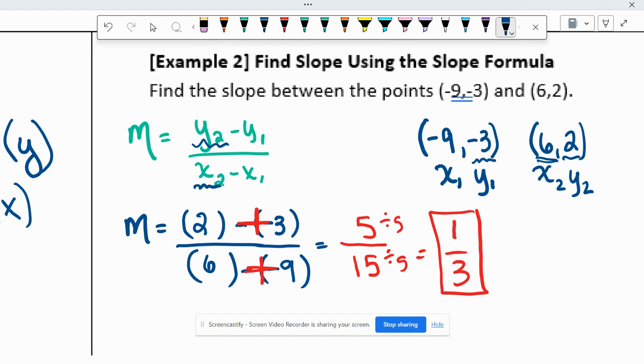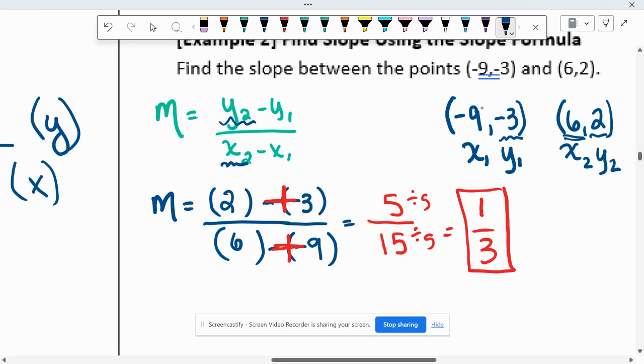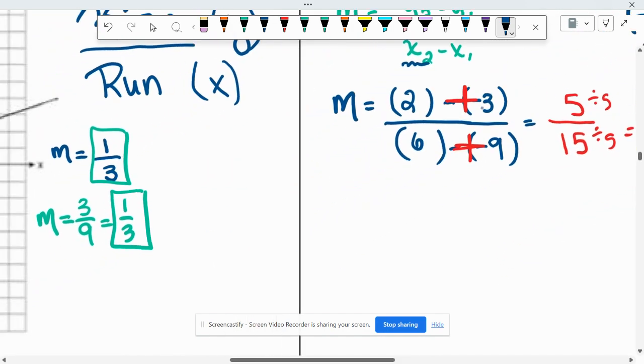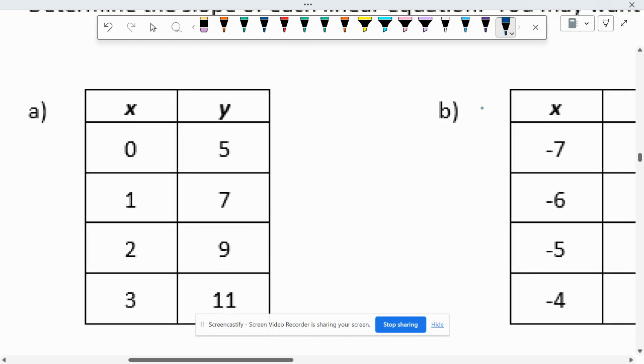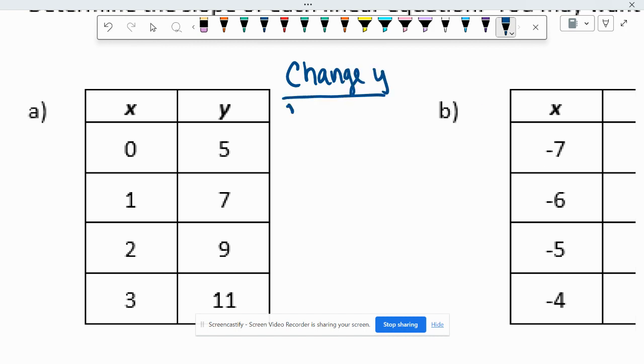Sometimes you can calculate the slope from a table. And I think this is the easiest way to calculate slope. I think you guys do the best with this method. So, calculating slope from a table. When we talk about slope, we're always talking about the change in the rise, which is the y-axis, over the change in the run, which is the x. So change in y over change in x.